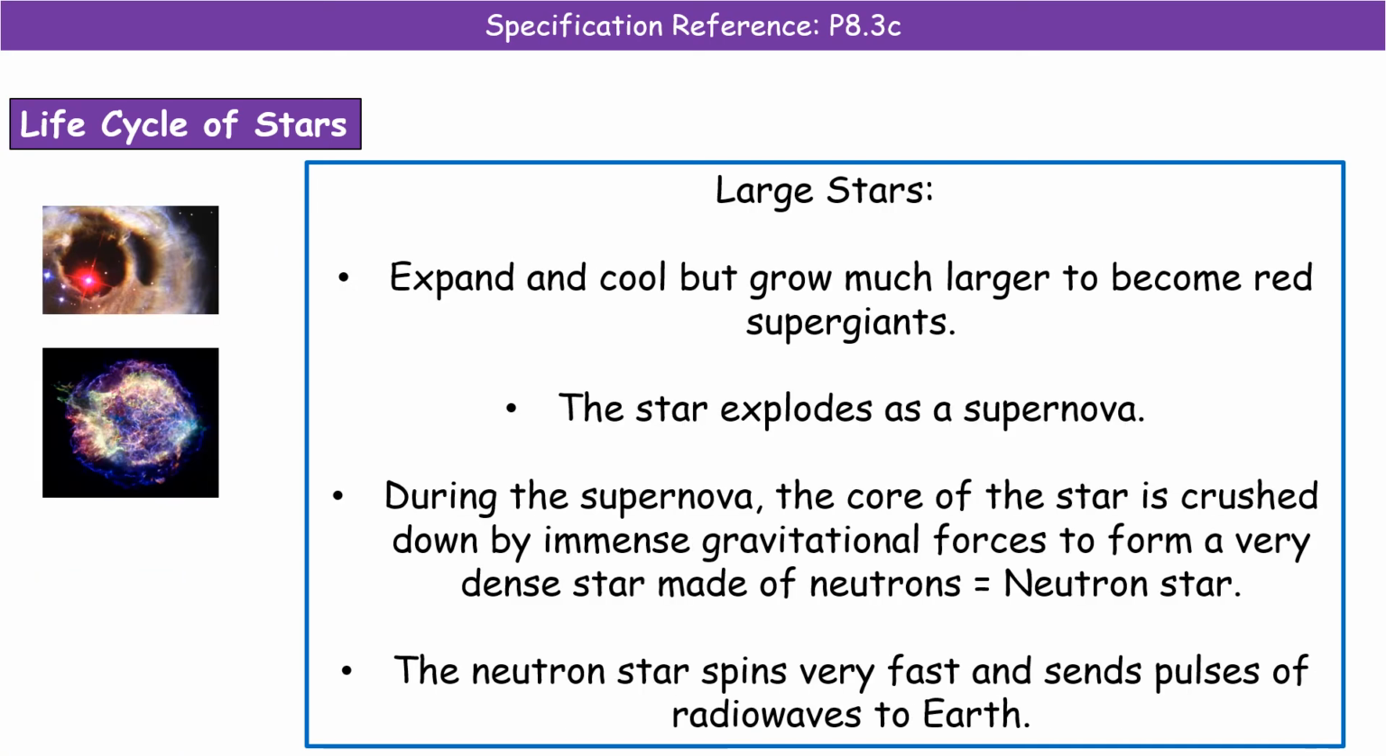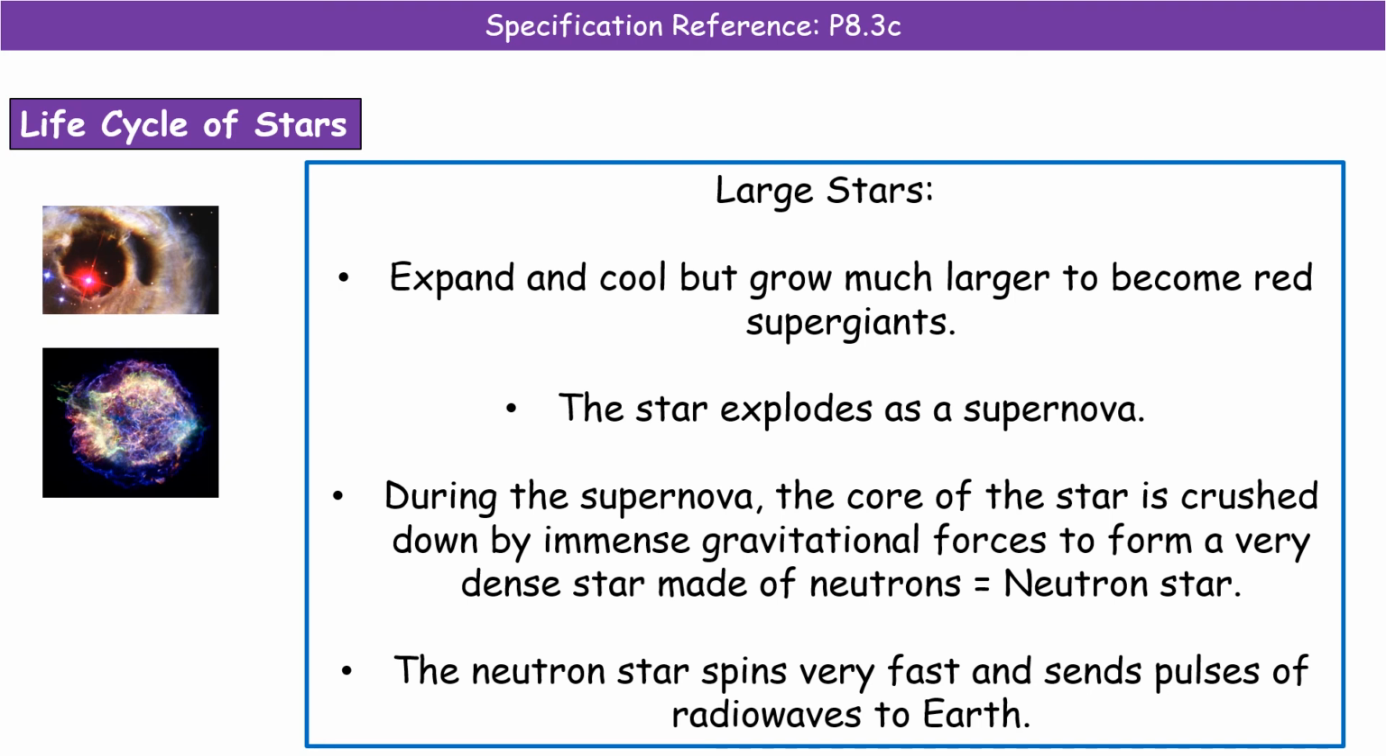If we talk large stars, so these are ones with a much larger mass, they still expand and cool, but because they were large anyway, they become a red supergiant because they're going to be much larger than the red giants. They will explode as a supernova, and during the supernova, the core of the star actually gets crushed down by these huge gravitational forces to form this thing called a neutron star.